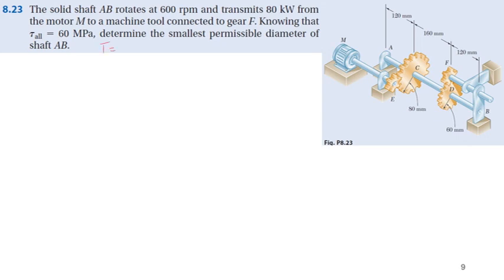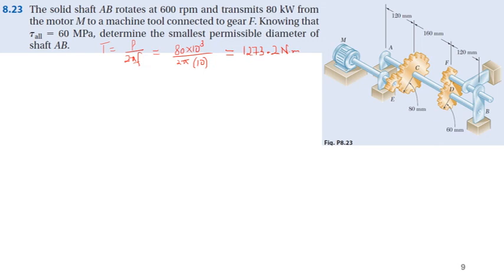We know that torque is equal to power divided by 2 pi f, and the power is 80 kilowatt, divided by 2 pi times the frequency. The RPM is 600, sorry, 600 RPM divided by 60 gives 10 hertz. So the torque being transferred is 1273.2 Newton meter. This much torque is transferred from gear E to C, and the same torque is transferred from D to F.